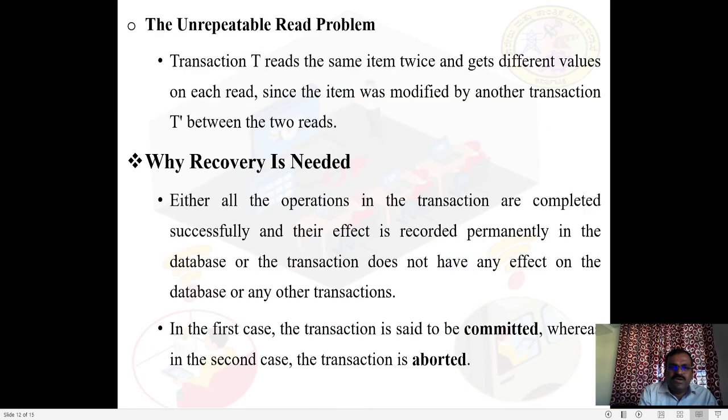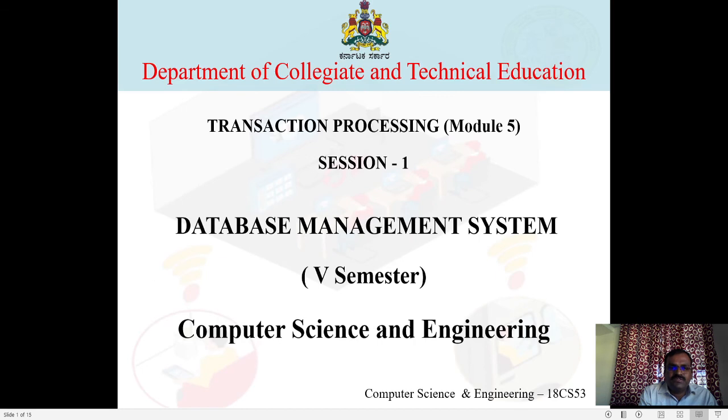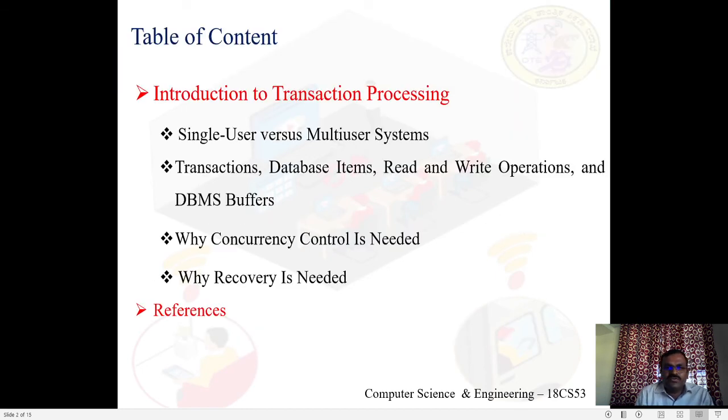Today we discussed the introduction to transaction processing. Under this topic we discussed single user versus multi-user systems, transactions, database items, read and write operations, and DBMS buffers. Why is concurrency control needed? Why is recovery needed? Thank you.